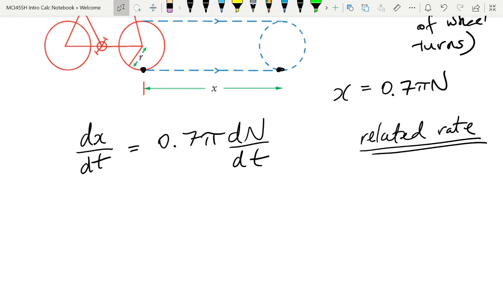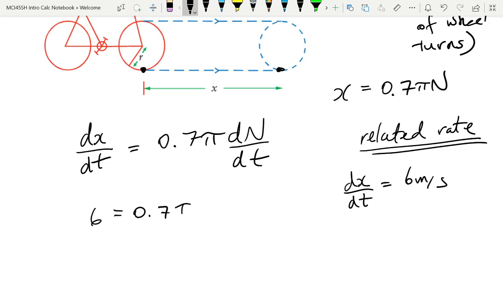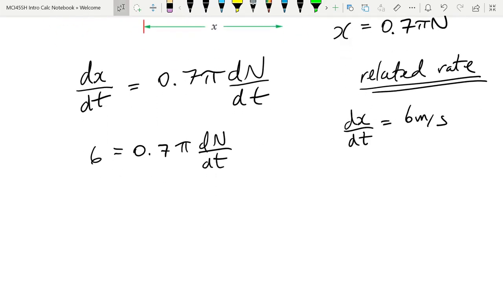So we already know one of these two rates. Which rate do we know? We know the speed of the bike is 6, it's not kilometers per hour, right? It's meters per second. Let me look at my question. Yeah, it's meters per second. So this is 6. And then we can now solve for the change in the number of wheel turns over time, the rate of the turning of the wheels.